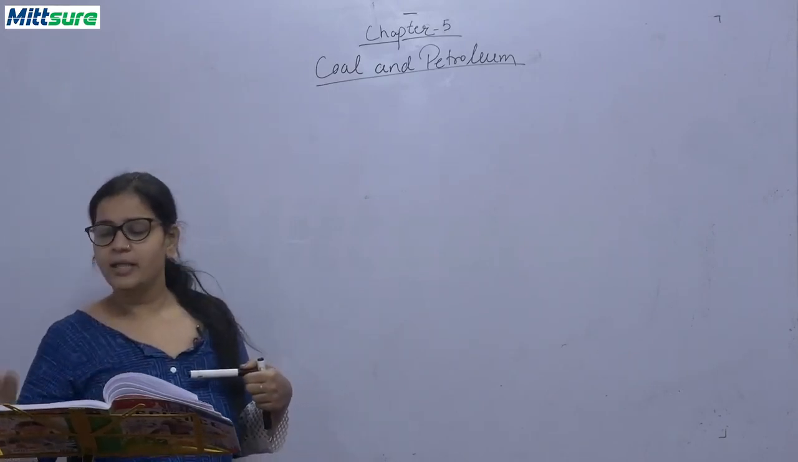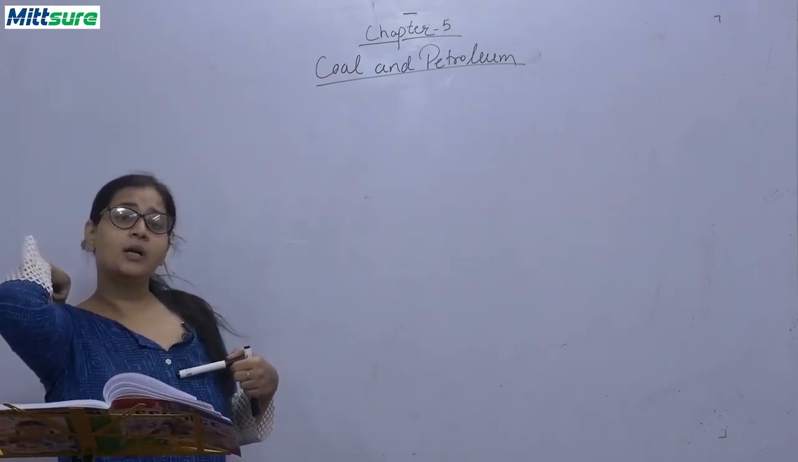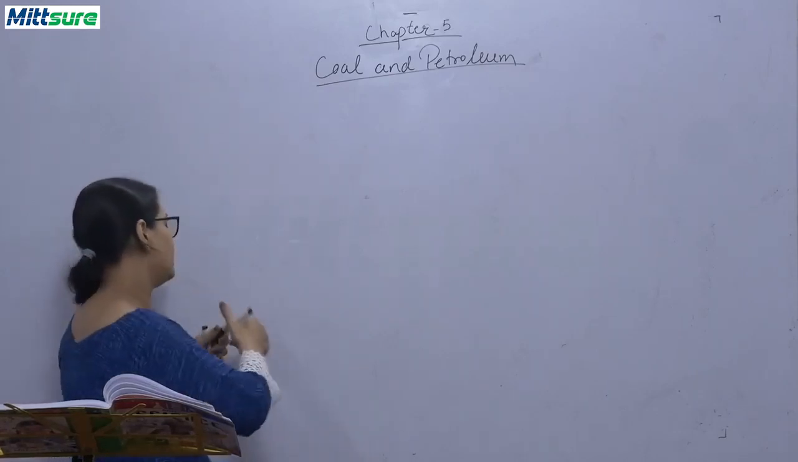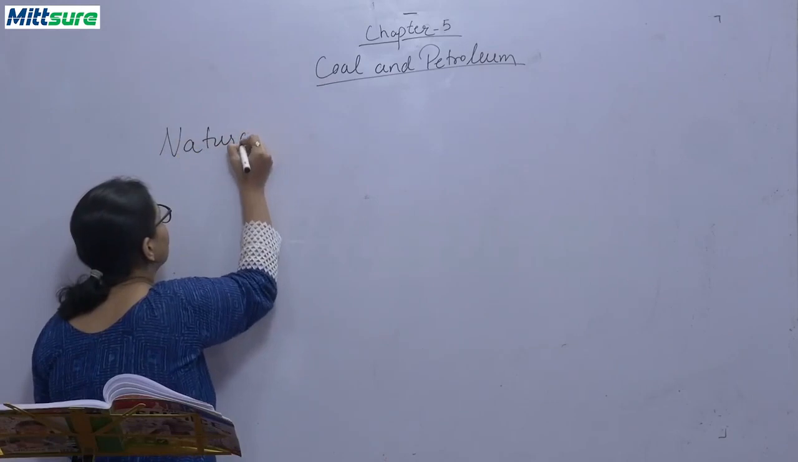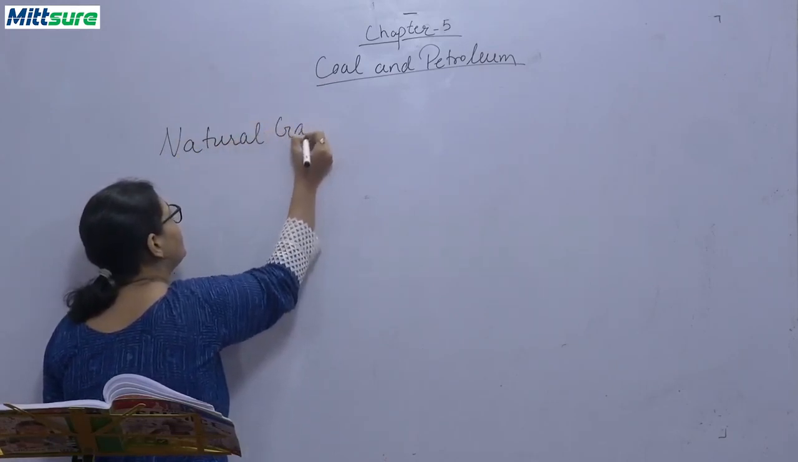The next is natural gas. This is the product that is obtained along with our crude oil or petroleum. Let me write down the heading. Natural gas.